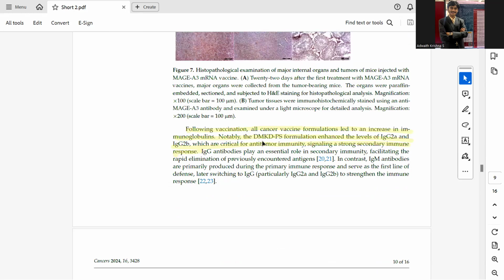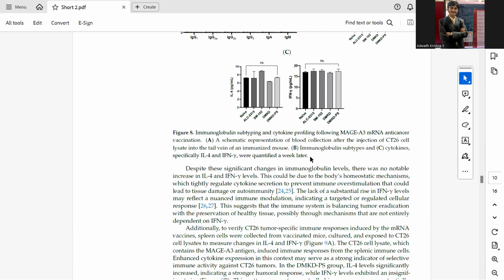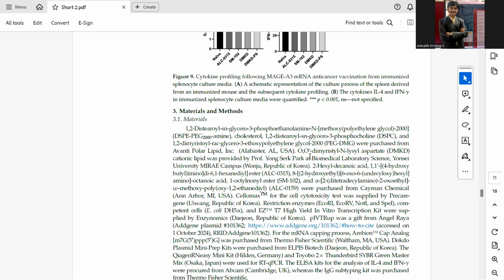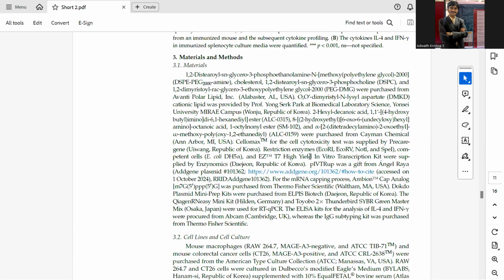Also, following vaccination, all cancer vaccine formulations led to an increase in immunoglobulins. The DMKD PS formulation enhanced the levels of IgG2a and IgG2b, which is critical for anti-tumor immunity. So we can say that an increase in immunoglobulins critical for anti-tumor immunity was found post-vaccination, which meant that the vaccine signaled a strong secondary immune response, which is beneficial to us. Thank you everyone for listening.